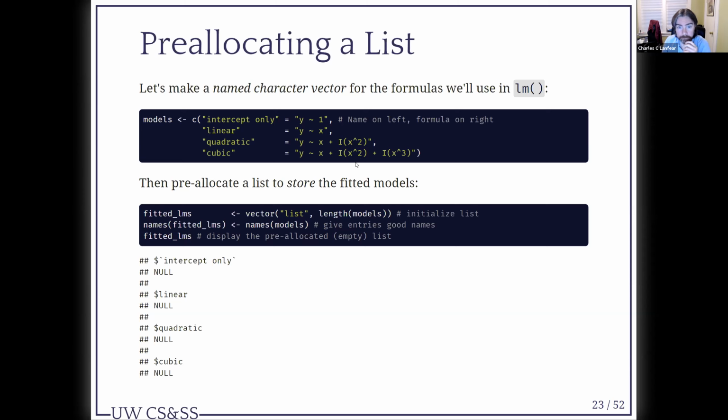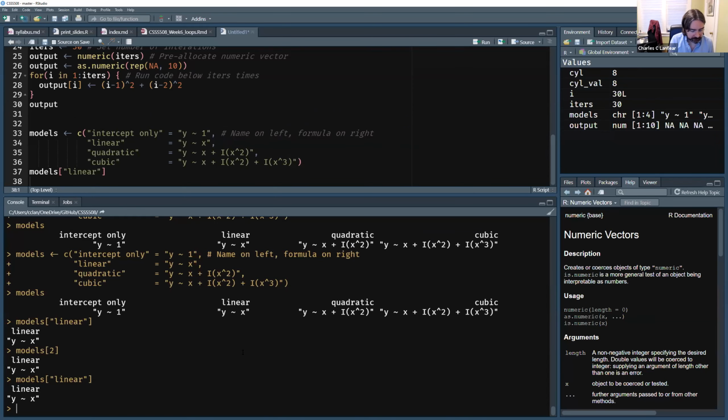You could also write the same formula differently. If you want to do a cubic or a poly model, you could also just say y tilde poly x 2, which will give you a polynomial, a quadratic. This would give you a cubic. But by default, it will give you orthogonal polynomials, which are a little bit weird.